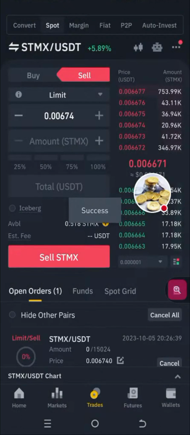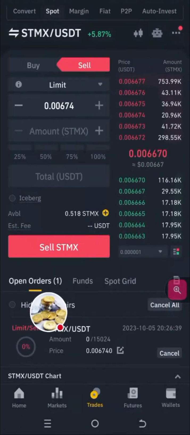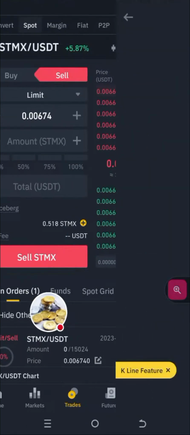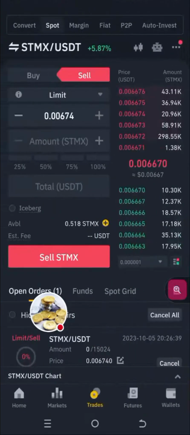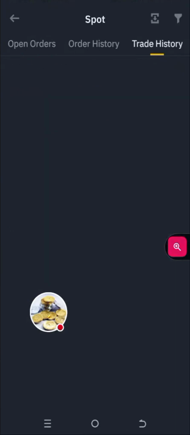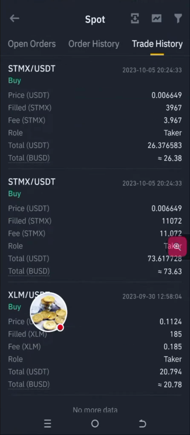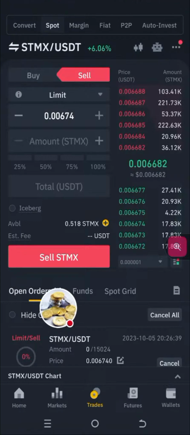Let's see. Okay, so we're currently in the queue right now, but let me tell you something. I can actually make profit right now, right? Because if I go check our trading history, you'll see what's going on here. Look at the trading history. Can you see that? How much did we buy it at? We bought it at 6649. So currently we're in profit, right? We're currently in profit. Oh my God, look at this.